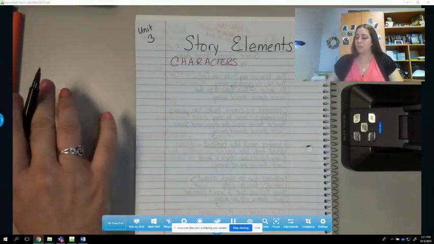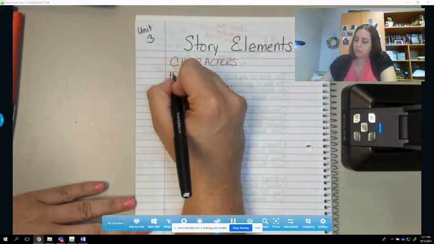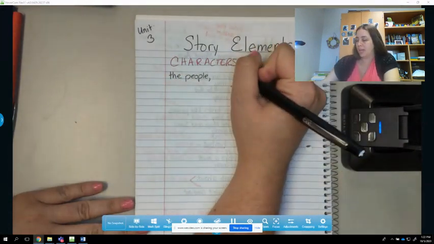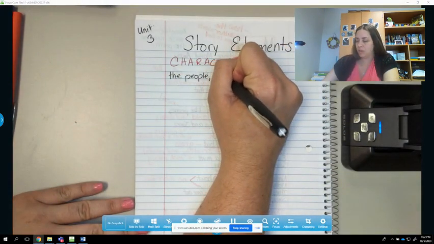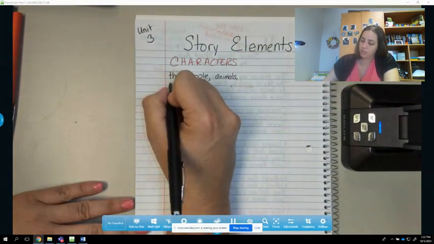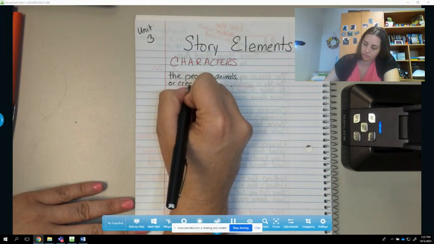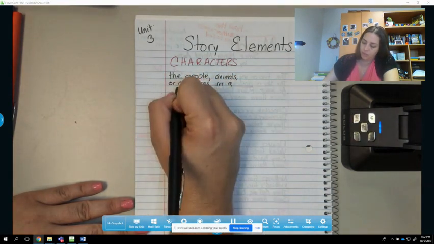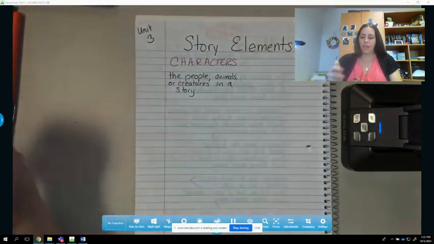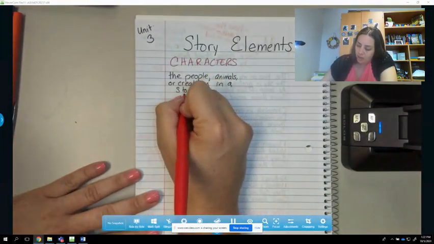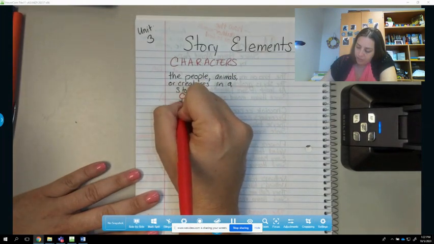They can be the people, which is usually what you have in there, but you could also have animals. So if you were telling a fable, that would be a good one. Or creatures in a story. And I like drawing things because it just helps my brain remember a little bit better. And I am not a great artist, but I do a pretty good stick figure.